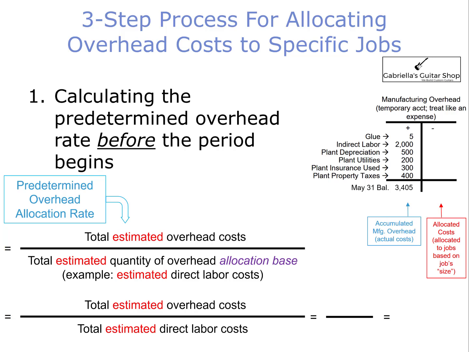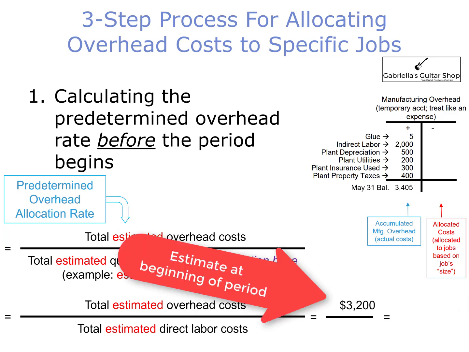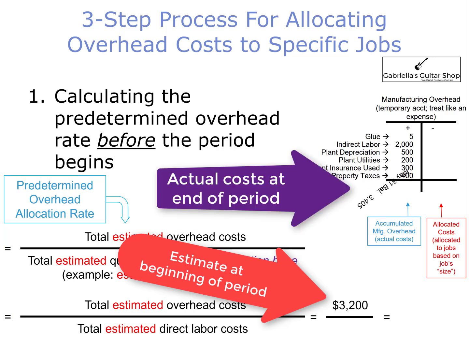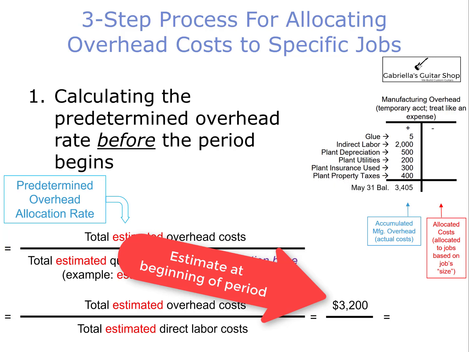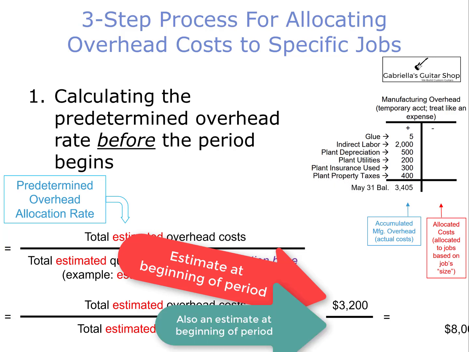So at the beginning of the period, the month of May in this case, Gabriella's accountant estimated that total overhead costs would be $3,200 for the month of May. As it turns out, at the end of the month, the actual overhead costs were $3,405. So the accountant had a pretty good estimate. But back at the beginning of the month, she also estimated that total direct labor costs would be $8,000.